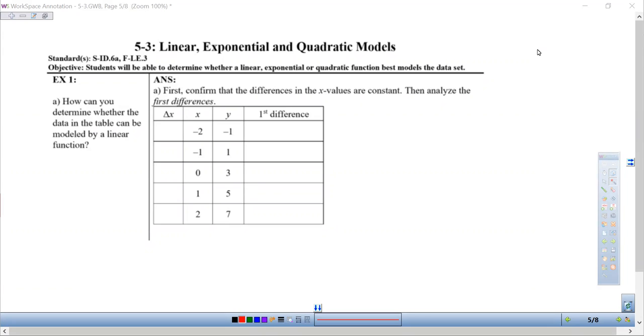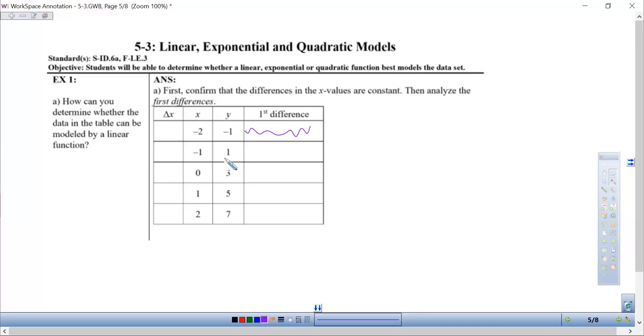So how can we determine data in a table is modeled by a linear function? We do that by looking at the first differences. The first difference means the value that is the difference between two consecutive y values. Technically, if I'm finding the first difference between the first set of y values, I actually have an extra box here. I'm not going to fill that one in.